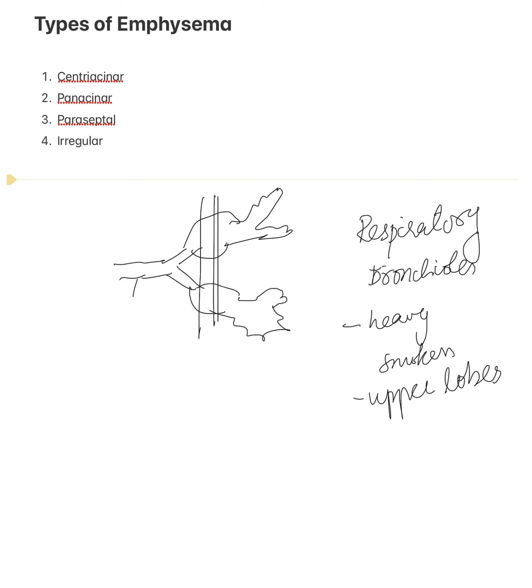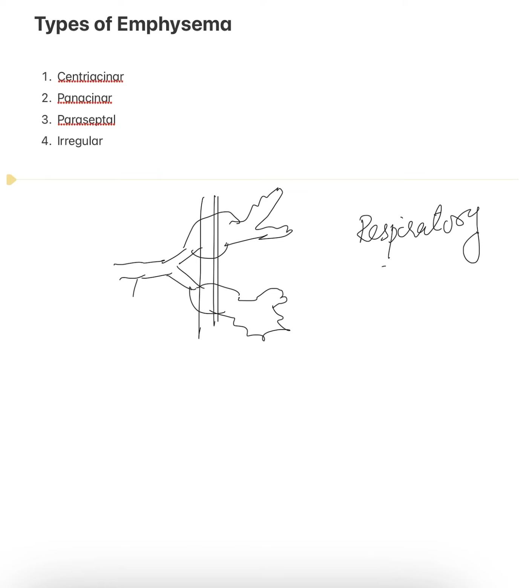But what if there is alpha-1 antitrypsin deficiency which leads to emphysema? In that case, there will be panacinar emphysema. And what occurs is, in addition to these respiratory bronchioles, there are also the alveoli which are affected. This will be panacinar or panlobular emphysema, as you can also say. It also commonly affects the lower lobes, at the lower zones of the lungs.